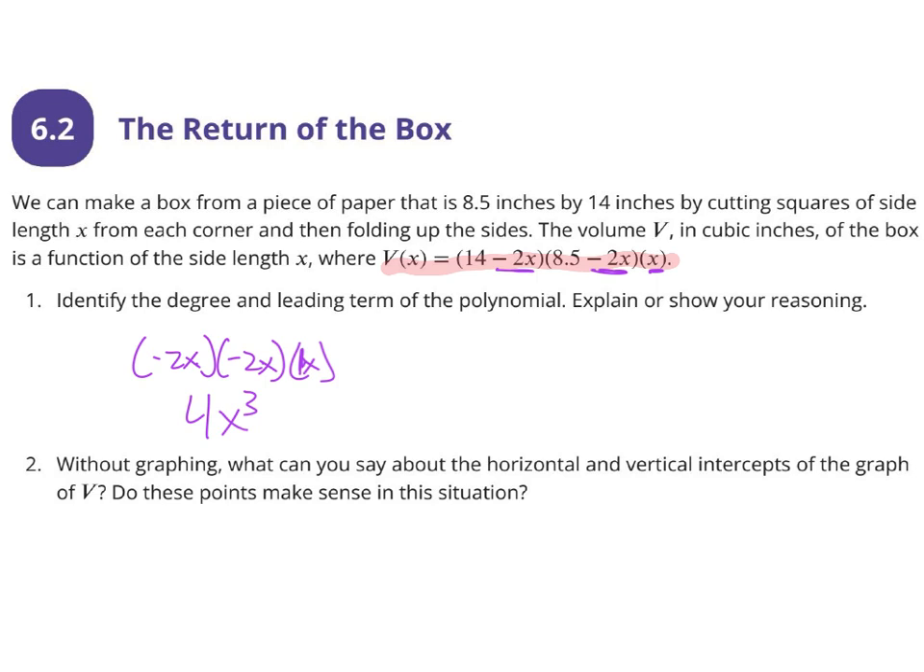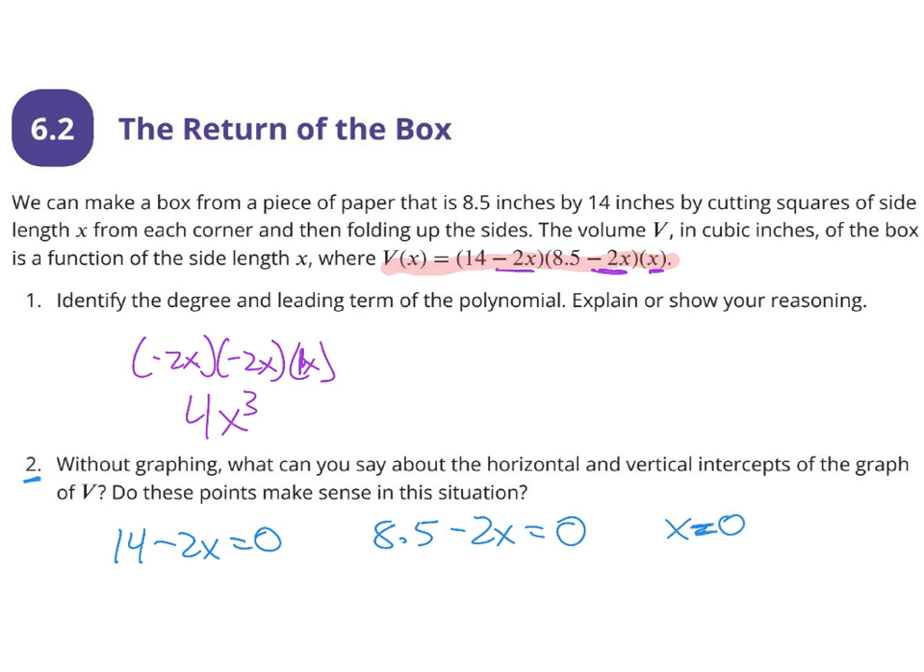Okay, now let's look at number 2 here. Without graphing, what can you say about the horizontal and vertical intercepts? The beautiful thing about the factored form, this polynomial is in factored form. If you set each factor equal to 0, you can find the x-intercepts.